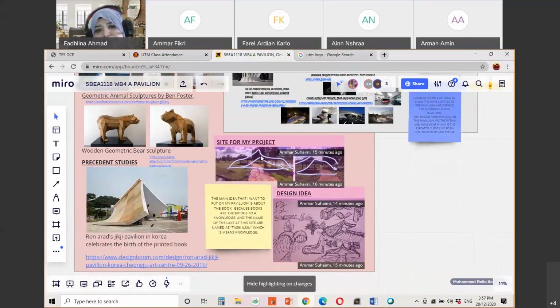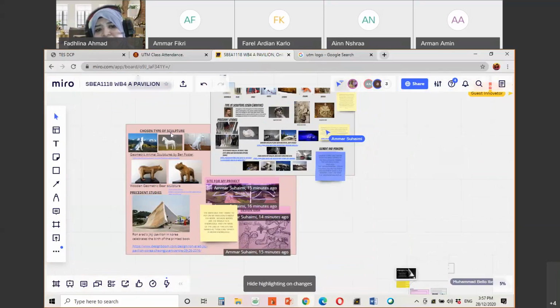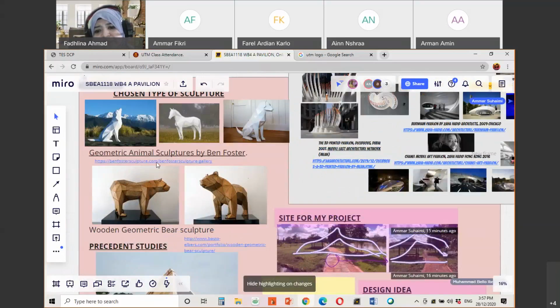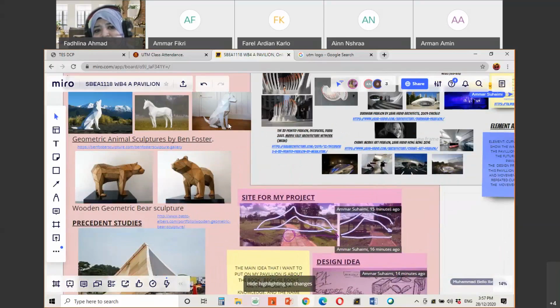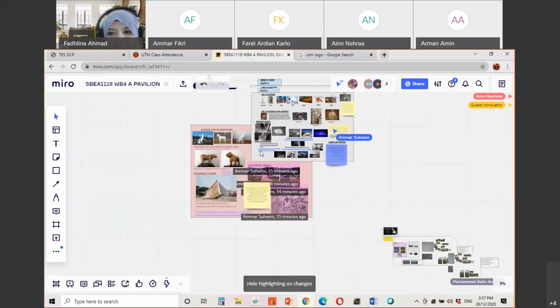So I would like to know how you want to put all this. How does it relate to all these animal sculptures and so on? Okay, how does knowledge itself relate to these kinds of sculptures? From the knowledge, we can know about the animals, about the population of the animals, what we call haiwan yang terancam, which we can put around the pavilion itself.